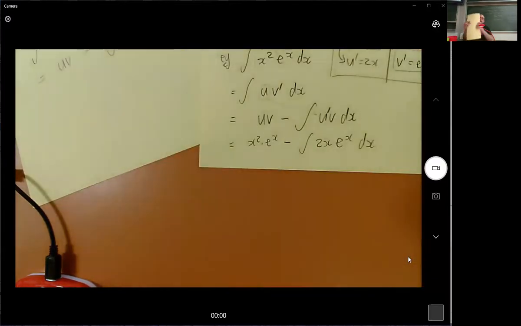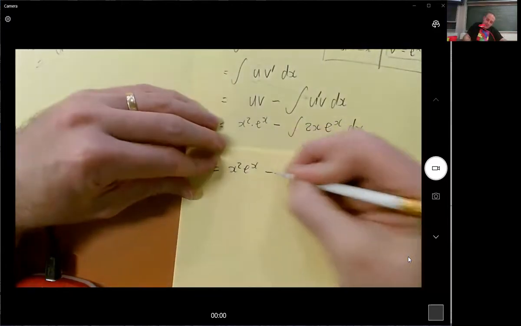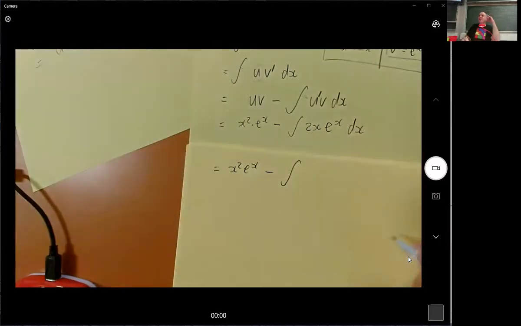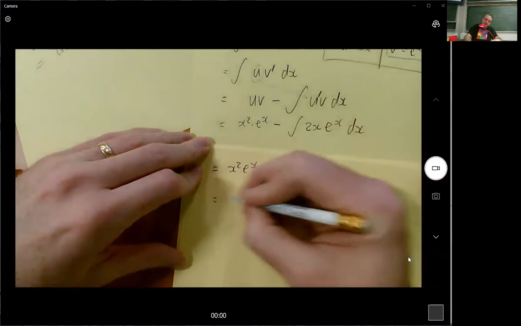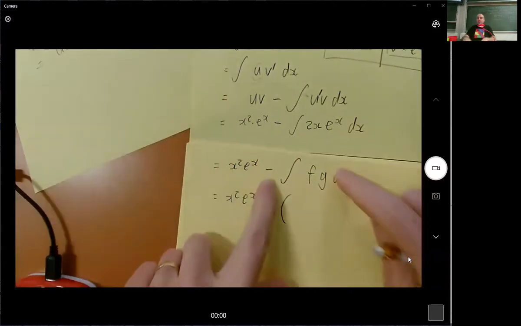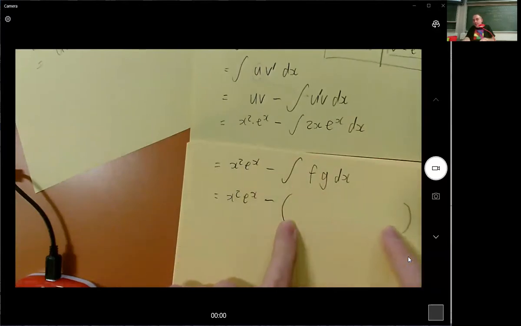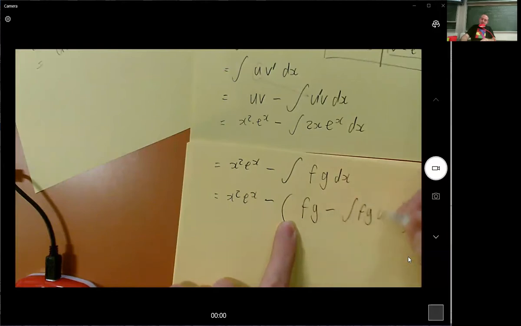All right. So this is going to be x squared e to the x minus the integral of, I've already used u and v, so technically I should use different letters because I've already used those letters. It is okay to use u and v again, but technically it's confusing from a maths point of view. I will call them f and g. And so this thing here will be replaced by a new thing, which is fg minus the integral of f'g dx.